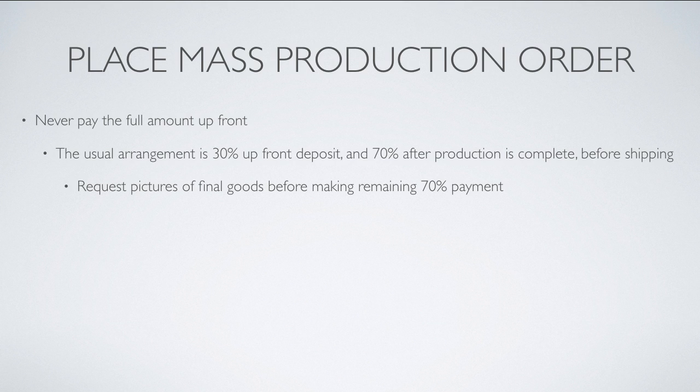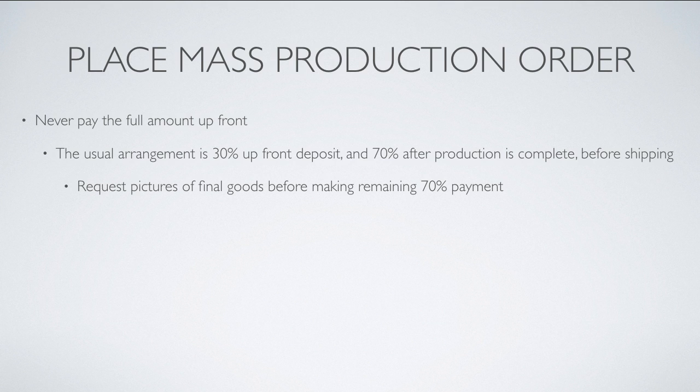You want to request pictures of the final goods before making the remaining 70% payment. So once they say to you, hey, we're done with production, we need the 70% payment, make sure you even tell them ahead of time, hey, we'll need pictures of not only the product, right? So the final product, make sure that they send you multiple angles of one product, okay? And also request images or pictures of the boxes in which they have all of those products. Okay, so those are the two things.